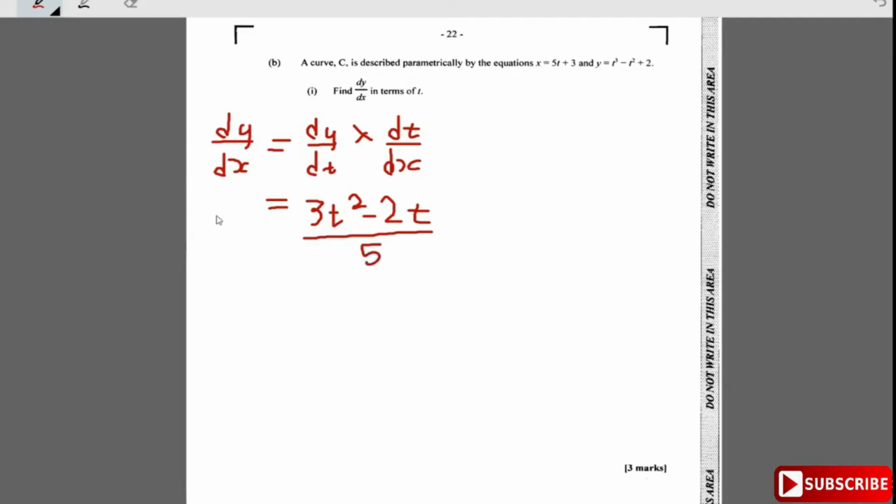So that's dy by dx. Nice and easy. So that's dy by dx for this question: 3t squared minus 2t over 5. Nice.